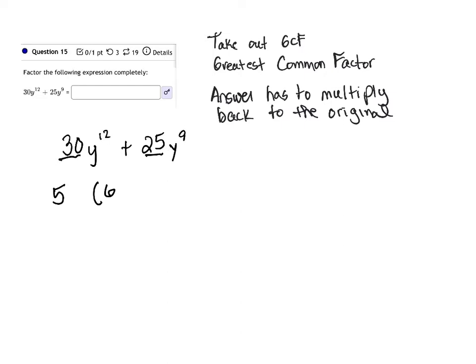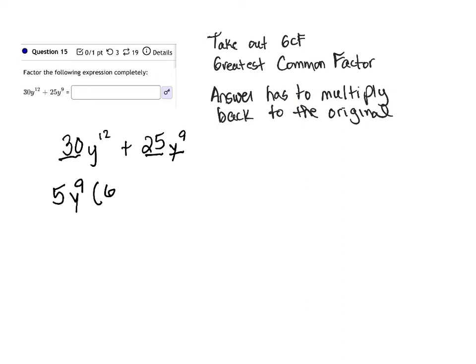It's the greatest common factor, but we don't want to take out y to the 12th because you can't take out 12 y's if you only have 9 y's. So for the greatest common factor, you take the smallest exponent. So there has to be a y in both terms. If the 30 didn't have a y to the 12th or a y in it, you couldn't take out a y. But there's a y in both terms. You take out the smallest.